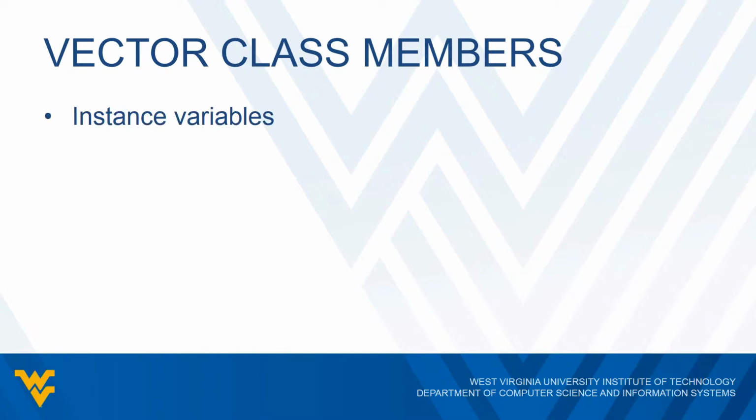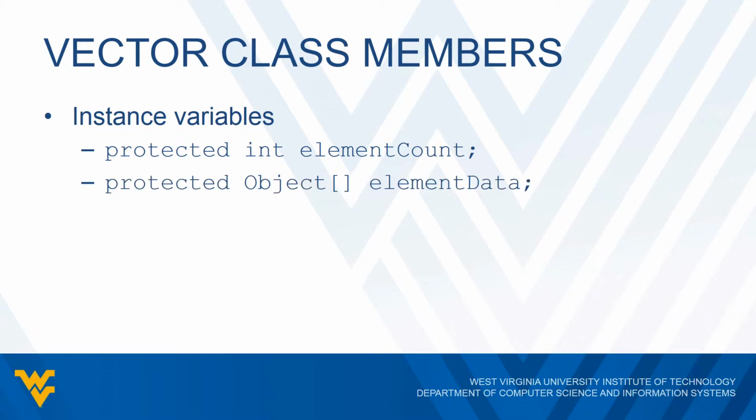So let's take a look at the instance variables first. And we have two of them. We have a protected int variable called elementCount. So this is just going to track the number of elements. We have our object, and notice that this is our array. So this is a class, and the underlying data structure is still an array. And this is called elementData, but it is basically an array of reference variables.